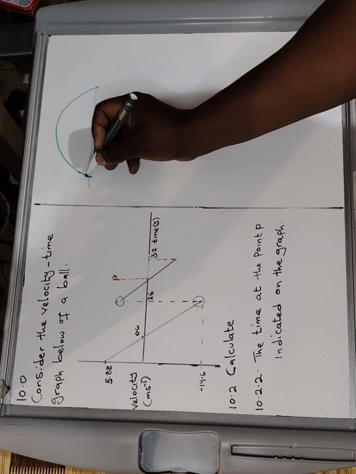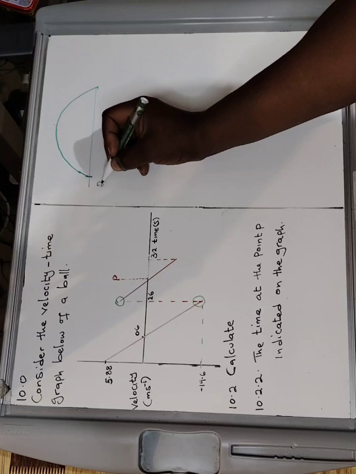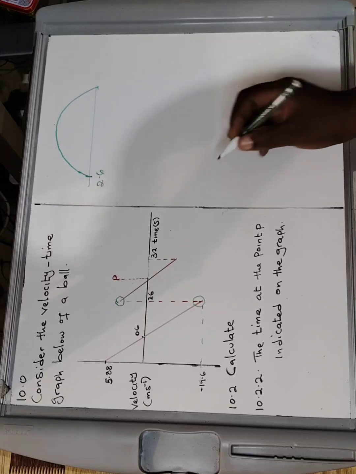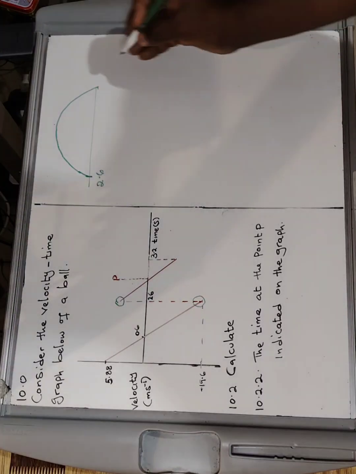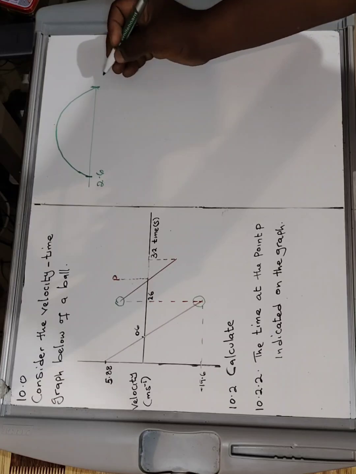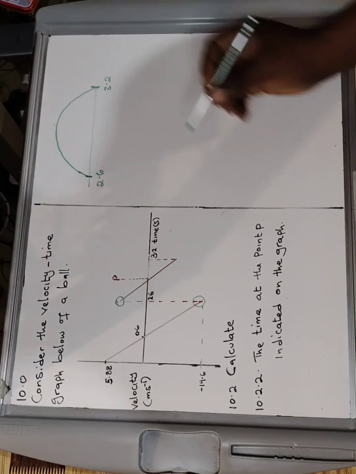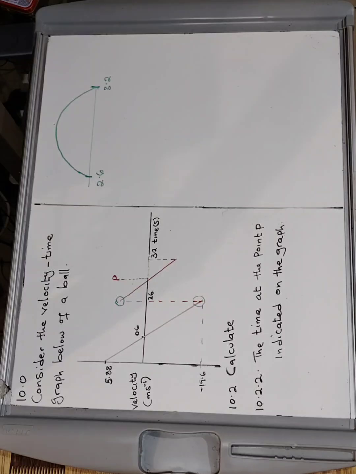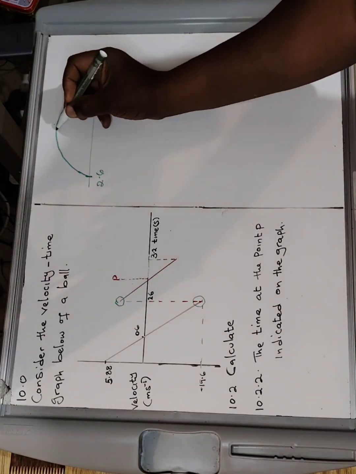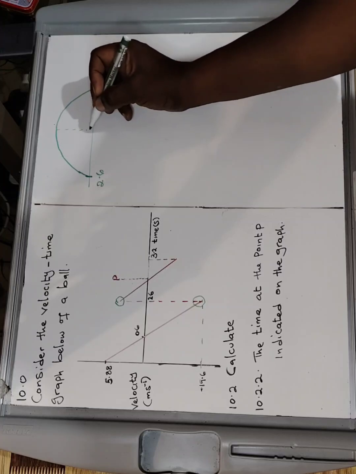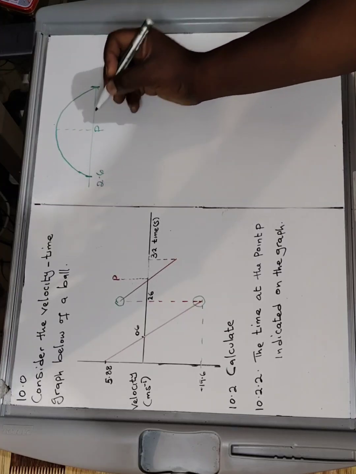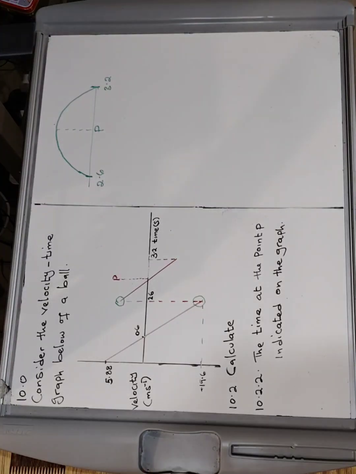This point I'm talking about is where we find time 2.6. And this point I'm talking about here is where we find the time 3.2. Okay. So, and our point P lies here. So that is the sketch of the positioning of the ball.